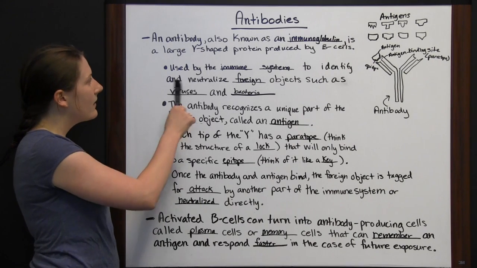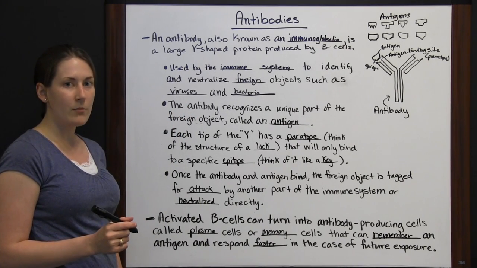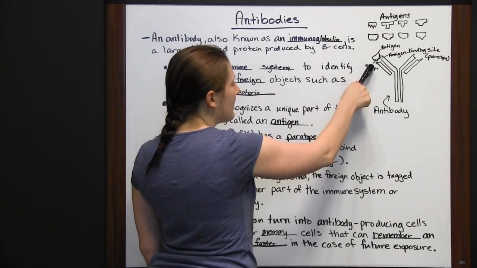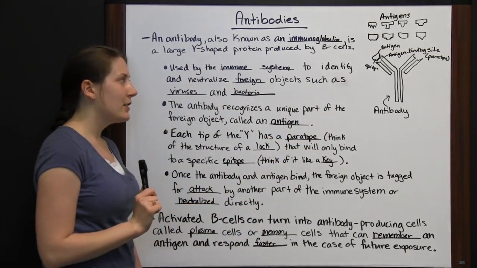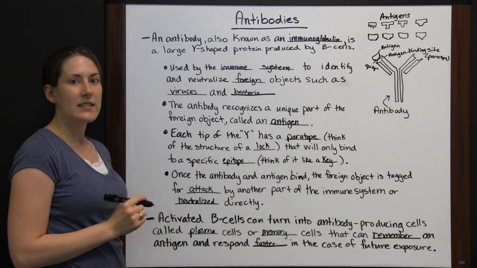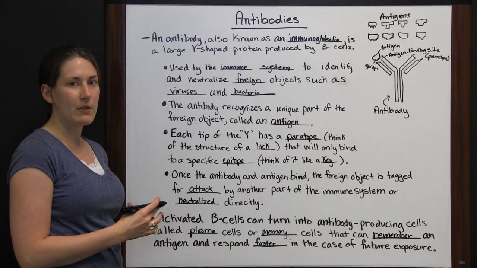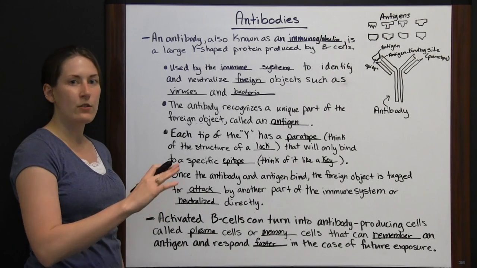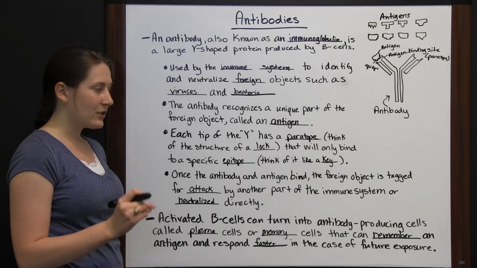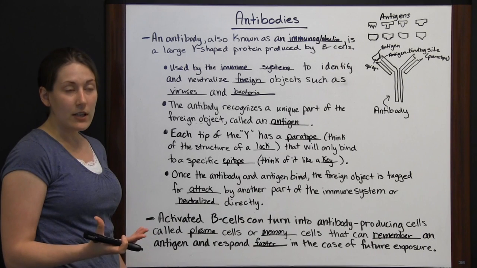And the B cells produce the antibodies. The antibodies find foreign objects, find the antigen on them and the particular epitope that it can bind to. And once they bind, that foreign object is tagged for removal. It's either going to be attacked by another part of the immune system, or it's going to be neutralized directly and it won't be able to harm anything and will eventually get transferred out of the body.